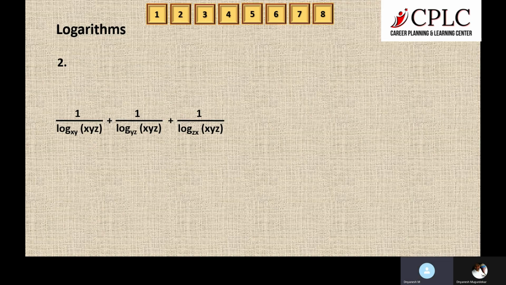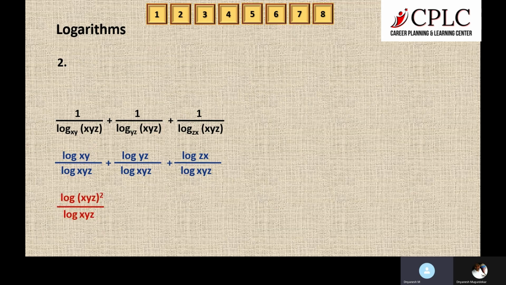Then all the denominators will flip and go up, and you will get log xy upon log xyz plus log yz upon log xyz plus log zx upon log xyz. All the denominators are the same, which is log xyz. That means the numerators should also be added, but in log we don't add, we multiply. So when you multiply all the numerators, you will get log of xyz the whole square upon log xyz.